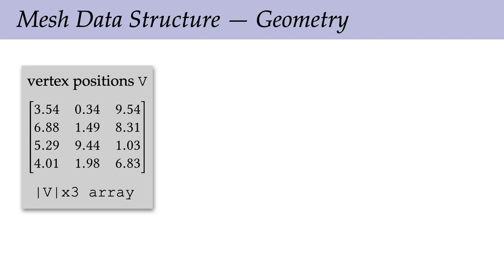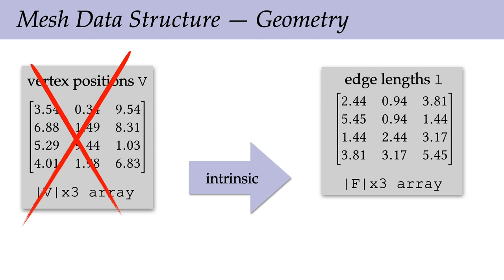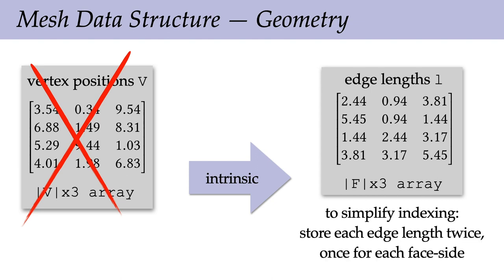But of course, the whole point of everything we're doing is the intrinsic setting. So that means right from the start, we're going to throw away these vertex positions and instead work only with edge lengths. Now, the most natural way to store edge lengths would probably just be as a vector of lengths, where each entry in the vector is the length of one edge. But to keep things simpler for our tutorial and avoid the need to deal with edge indices all over the place, we're instead going to store the edge lengths in an F by 3 array, where each entry in the array holds the length of some face side. This means that each edge length actually shows up twice in the array. And then for any triangle we're interested in, for each of its face sides, we can easily get the length of those three face sides by just looking them up in the array, which we'll see examples of soon.